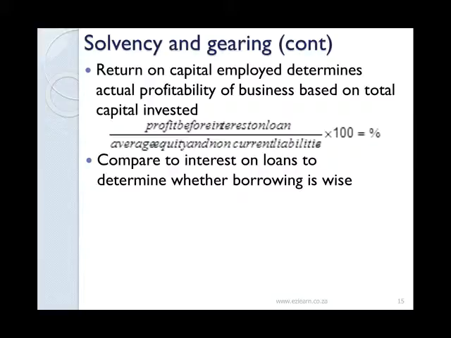We can then take this calculation and compare it to the interest on the loan to determine whether it is wise to borrow the money or not. This is because if we are able to generate a return on capital employed that is higher than the interest on the loan, it means that the business can generate an income and then use part of that to pay back loans, and the rest will then magnify the profits made by the owners. In this case, we would say that the business is positively geared. In other words, it is good to have a loan, and if we are highly geared, that's fine.